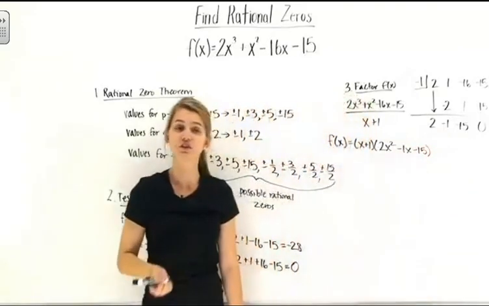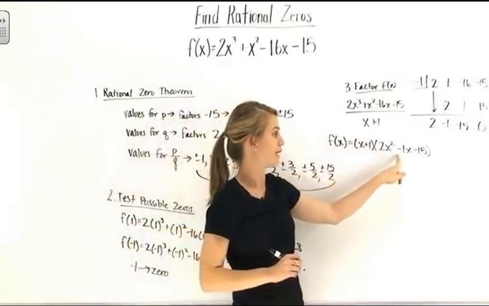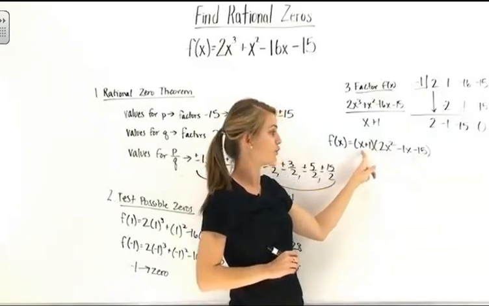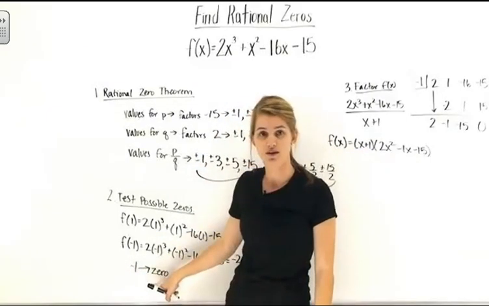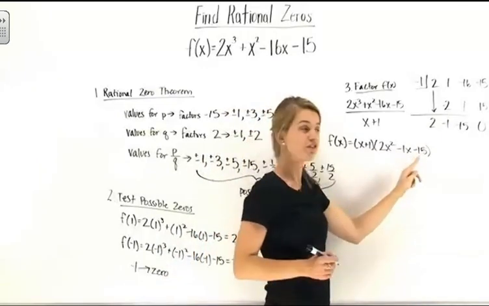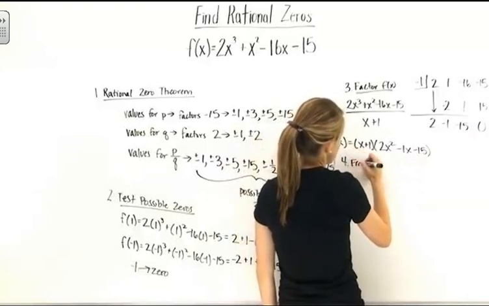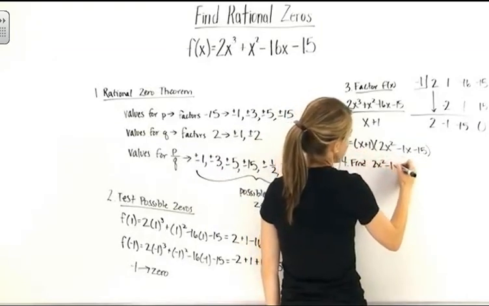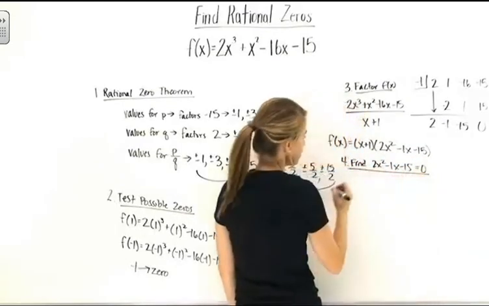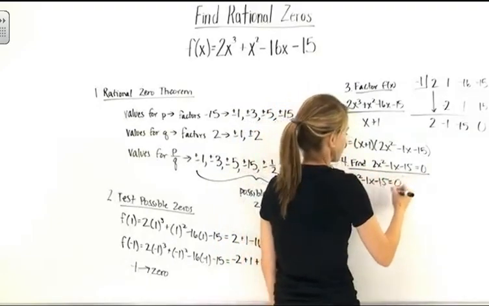Now if we're trying to find zeros of this function, either x plus 1 has to be equal to 0, or 2x squared minus 1x minus 15 equals 0. We already know that when x plus 1 equals 0, we get the 0, negative 1. So now let's go ahead and find out when 2x squared minus 1x minus 15 equals 0. So we need to find the x values that make 2x squared minus 1x minus 15 equal to 0. So we take 2x squared minus 1x minus 15, and we set it equal to 0.